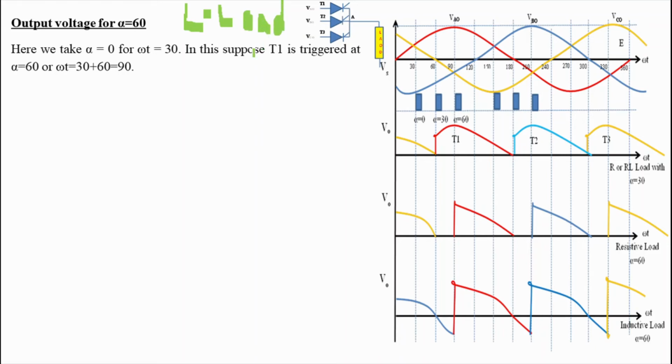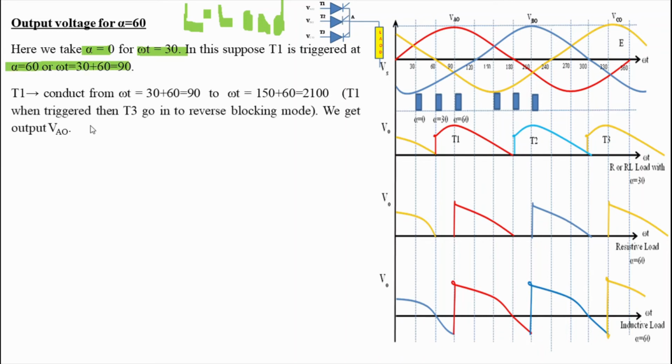Now here again we will take alpha equals 0 for omega t equals 30. Suppose this thyristor T1 is triggered at alpha equals 60. Alpha equals 60 means omega t equals 90, because here omega t equals 30 for alpha equals 0. So omega t will be equal to 90 degrees. So when thyristor T1 is triggered, it will conduct from 30 plus 60, that is 90, to omega t equals 150 plus 60, that is 210 degrees.